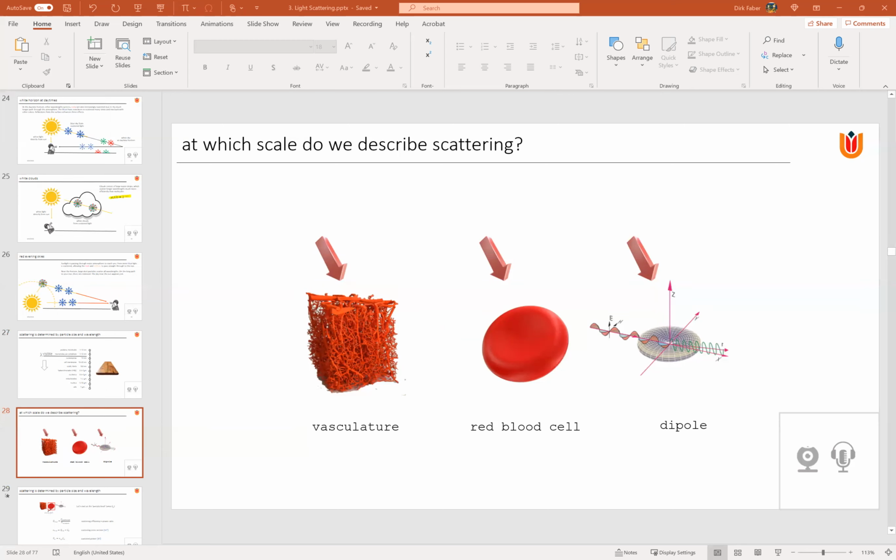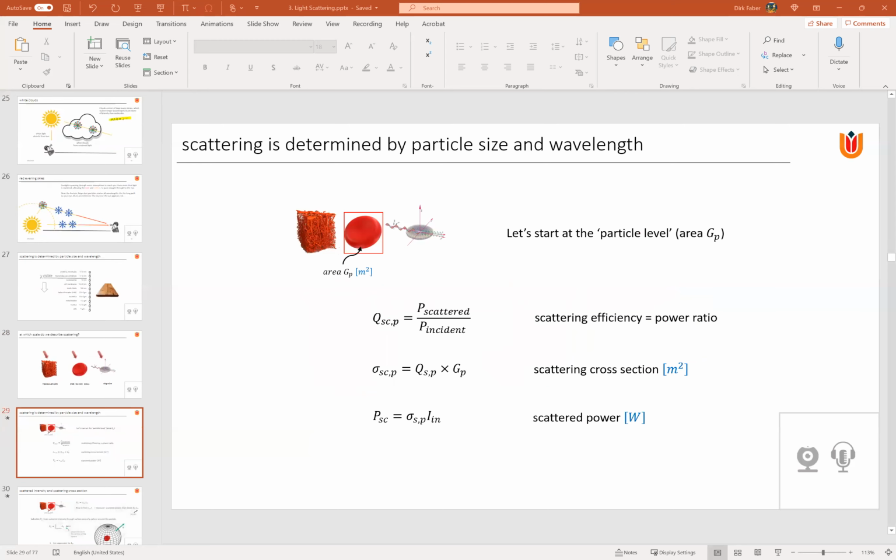So at what scale do we need to make our theories? Because the theory at this scale and this scale is going to work very differently. Maybe one day it's unifiable, but it's going to work differently. What I do want to do is start at the smallest scale, so at the dipole scale. But first.